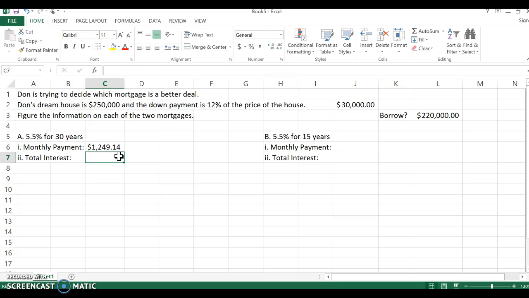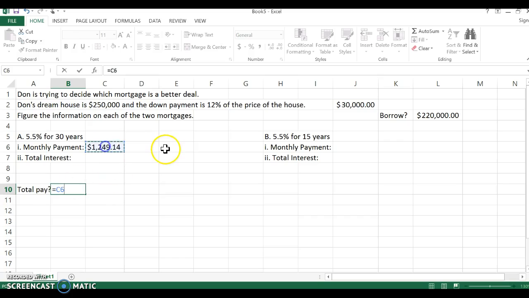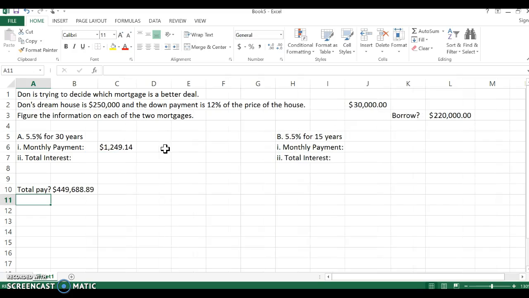Now, to figure out the total interest, we kind of have to do a little bit more math. We've got to figure out, well, how much are you going to pay total? So let's think about this. Total pay? Well, if I'm paying $1,249.14, and I'm just going to click on that to make it a cell reference, just to make my life easier, I'm paying that every month. So that's times 12 months in 1 year, and I'm paying that for 30 years. So that tells me I am paying a total of $449,688.89.